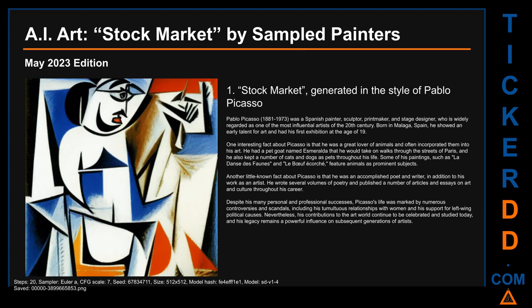We wanted to be more entertaining, so here are some arts that were generated by artificial intelligence. In this initial installation, we asked a deep learning model, that had been trained with over 5 billion images, to paint an image of the literal term, stock market, by using the style of specific well-known artists. Here is stock market, generated in the style of Pablo Picasso.